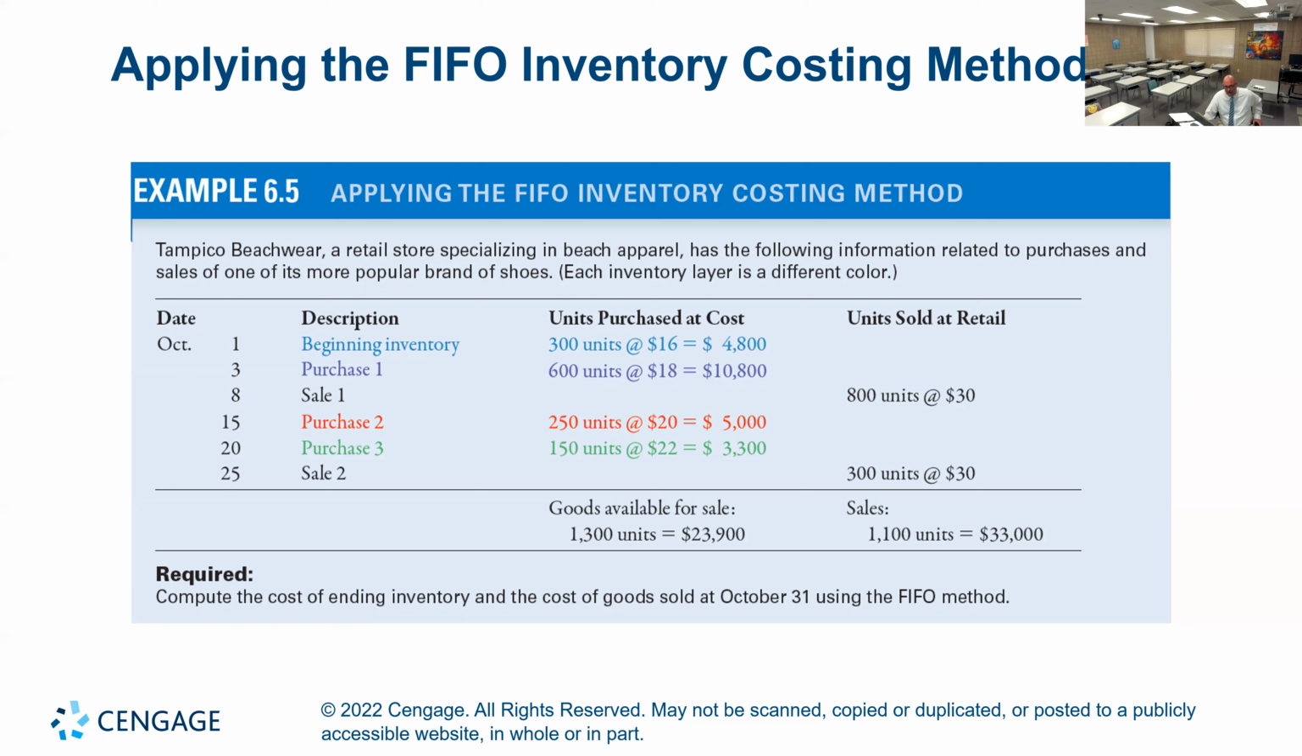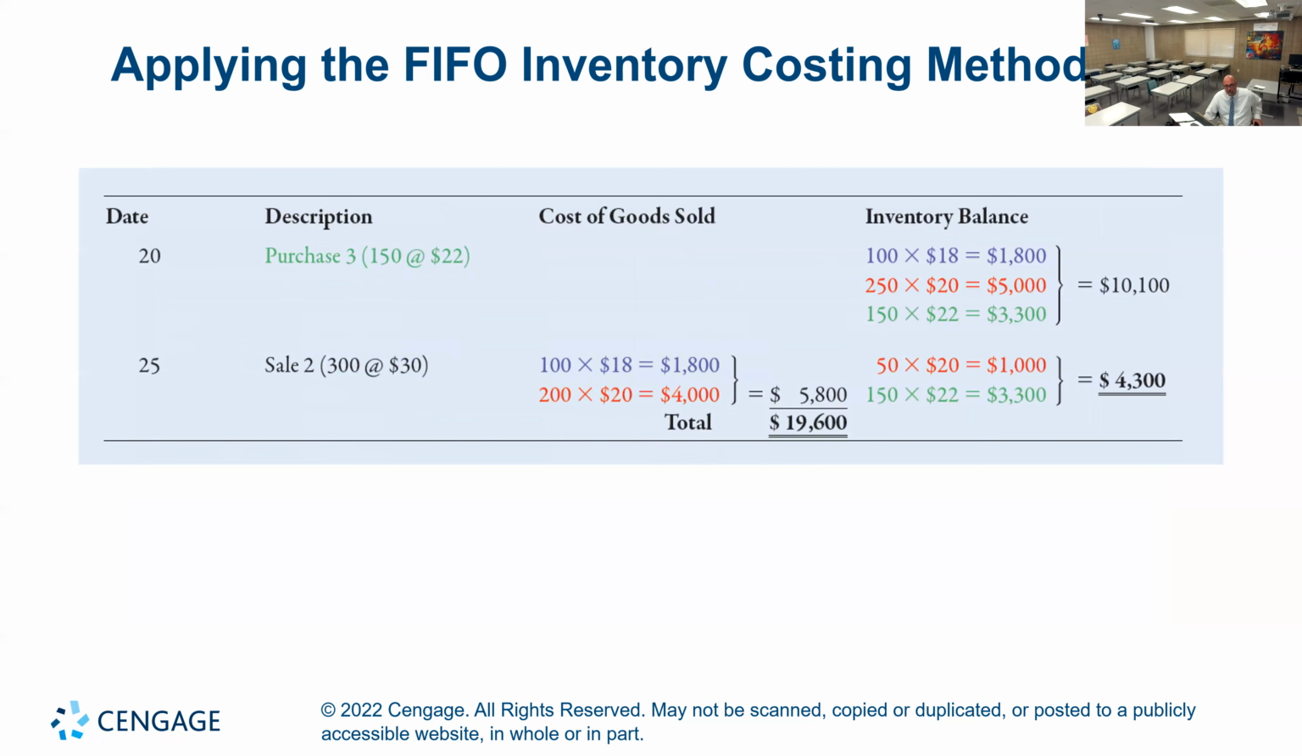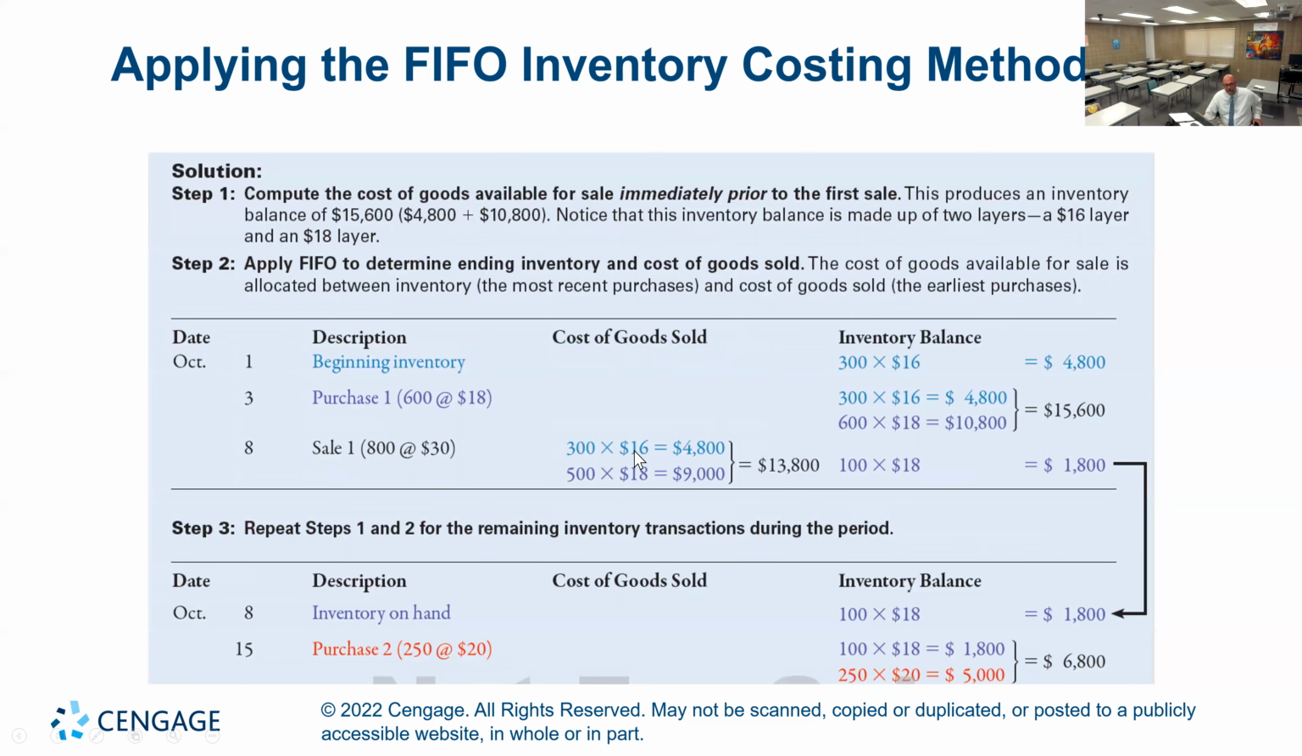So if I wanted to determine what I had in my ending inventory, I would have 50 units at $20 each, plus 150 units at $22 each. And this is kind of what it's showing you here, what I just talked about.